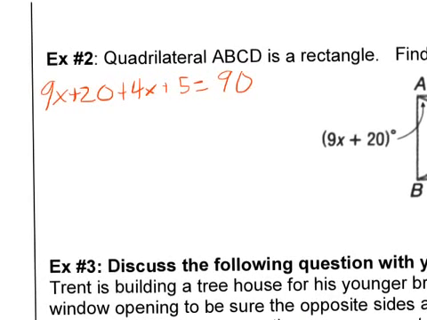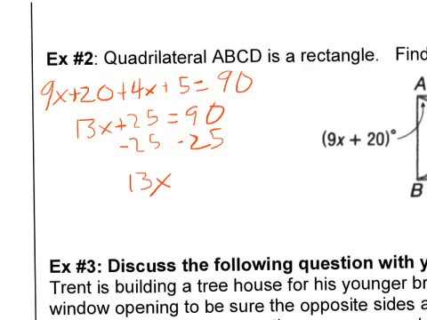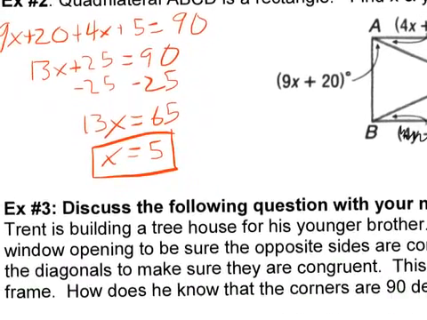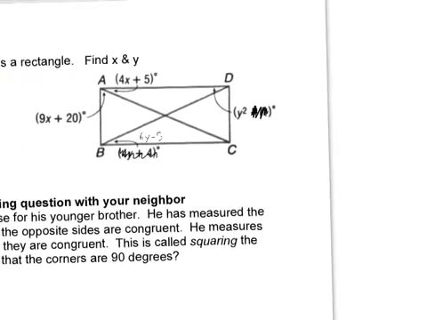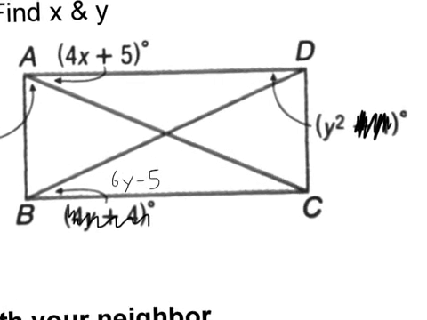Alright, well, this is pretty easy to solve. Just combine my like terms. 13x plus 25 equals 90. Subtract 25, subtract 25. We get 13x equals 65, and x equals 5. Boom. Alright, so that's how we get x. But now let's take a look at y, because y is going to be a little bit different, and we're going to do something that we probably haven't done since algebra. So let's take a look.